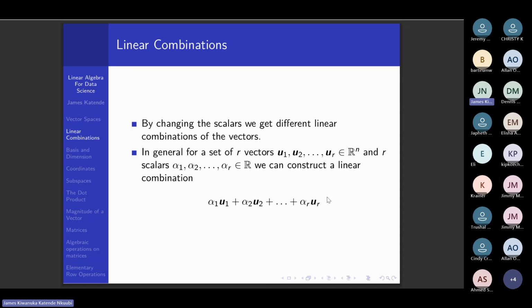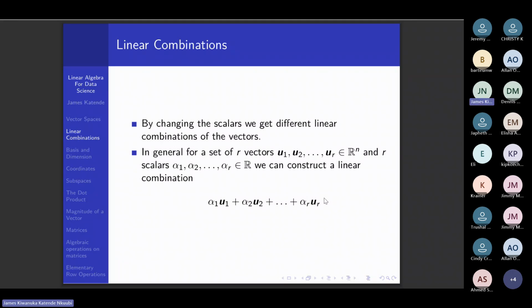So this is the general definition now. In general, if you have r vectors, u1, u2 up to ur, in this case, we choose them to be vectors in Rn. Then we have another set of r scalars, which we label as alpha 1 up to alpha r. Then we should be able to construct a linear combination as follows. Simply multiply each vector by the corresponding scalar, and then you add them. So this is now a linear combination of the vectors u1, u2, all the way up to ur. Are we together?